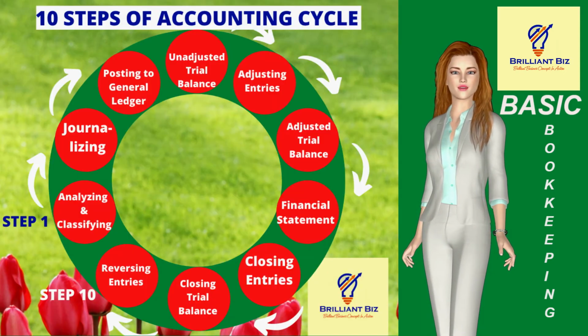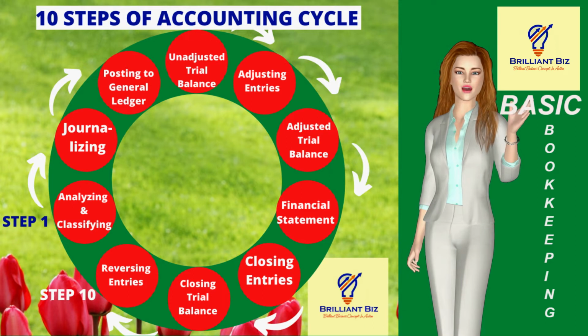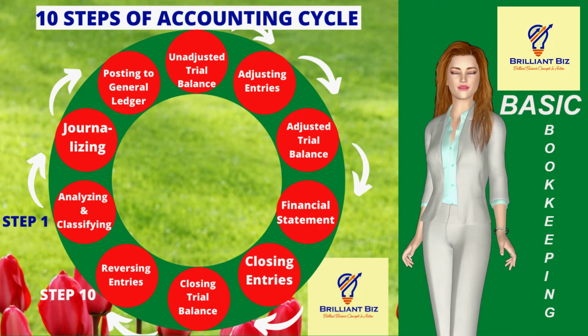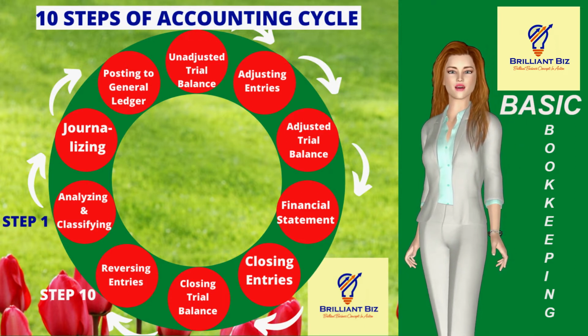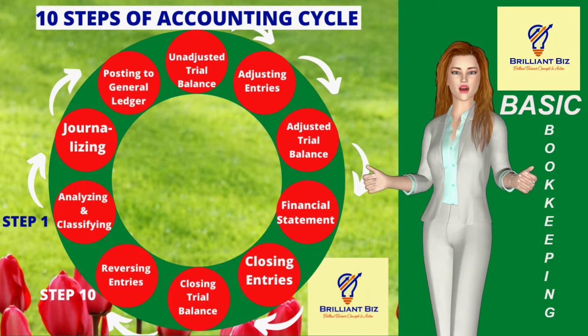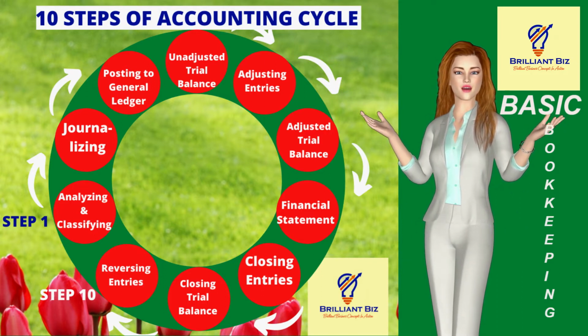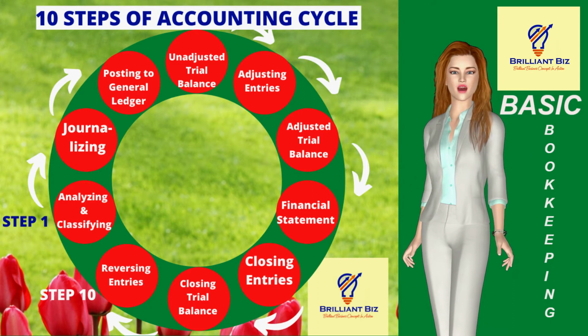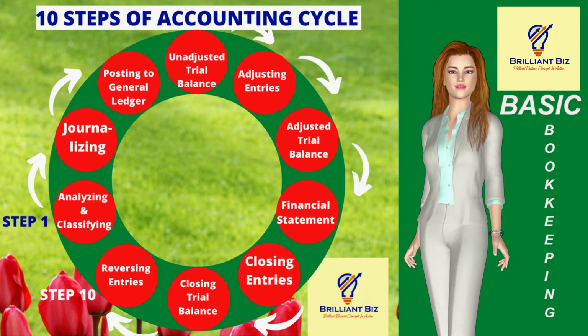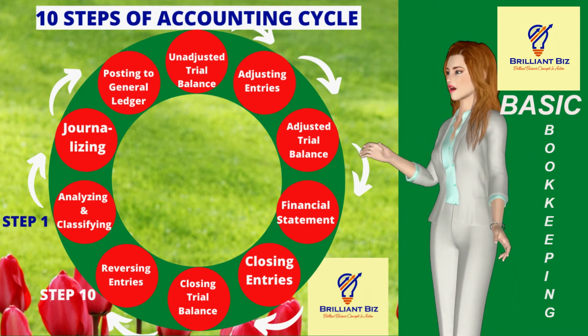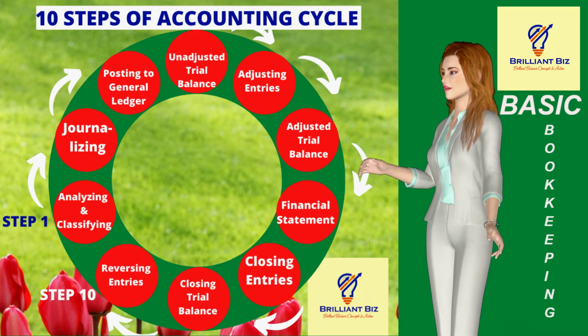The 10 steps of the accounting cycle are: analyzing and classifying, journalizing, posting to the general ledger, preparing the unadjusted trial balance, preparing adjusting entries, preparing the adjusted trial balance, preparing financial statements, recording closing entries, preparing the closing trial balance, and recording reversing entries.